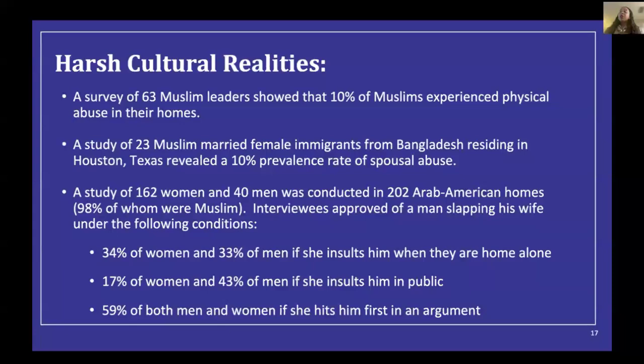17% of women and 43% of men said so if she insults him in public. And 59% of both men and women said so if she hits him first in an argument. So again, the misogyny is there. It is definitely prevalent. Sadly, a very harsh reality, but one that is faced by women, and men, mainly women, from South Asian communities that we've discussed before we started. Next slide.